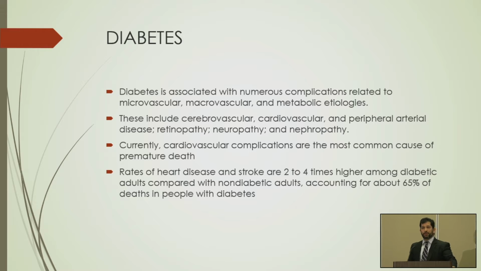Diabetes is associated with numerous complications related to microvascular, macrovascular, and metabolic etiologies. These include cerebrovascular, cardiovascular, peripheral arterial disease, retinopathy, neuropathy, and nephropathy. Currently, cardiovascular complications are the most common cause of death in this patient population, with rates of heart disease and stroke 2 to 4 times greater among diabetic adults compared to non-diabetic adults, and accounting for 65% of the deaths in this patient population.